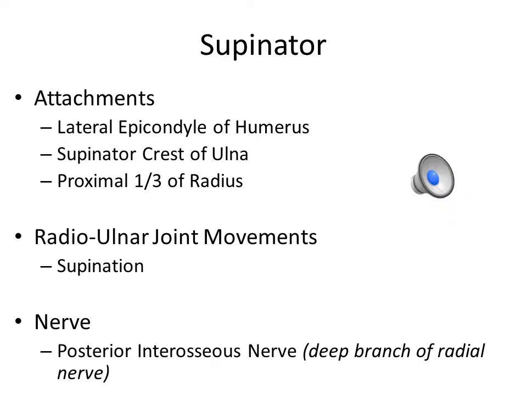Supinator. We have already covered supinator in the muscles of the forearm. So for review, its attachments are the lateral epicondyle of the humerus, the supinator crest of the ulna, and the proximal 1/3 of the radius. The supinator performs radial ulnar joint supination, and its innervation is the posterior interosseous nerve, a deep branch of the radial nerve.